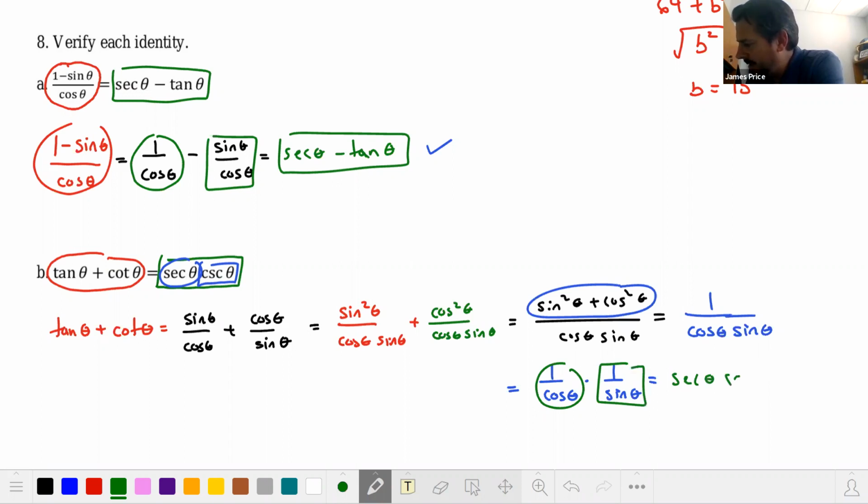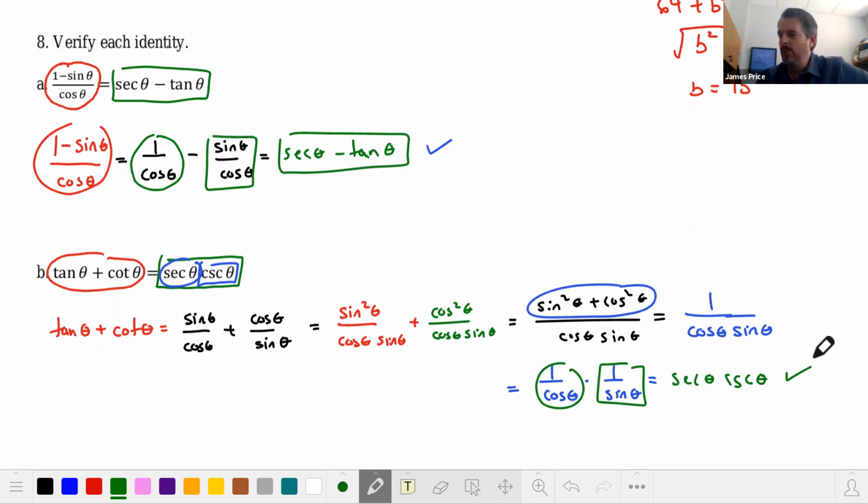And so now I got where I wanted to go. I went from the left to the right, the string of inequalities, I'm sorry, again, it's been a long day, equalities, okay? And that's what we call verifying a trigonometric identity.